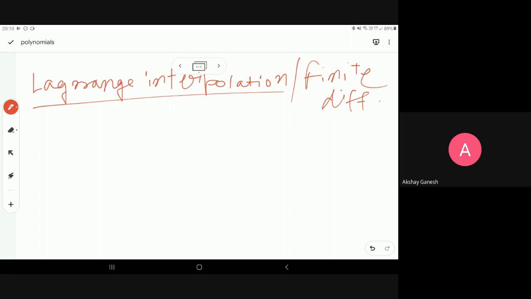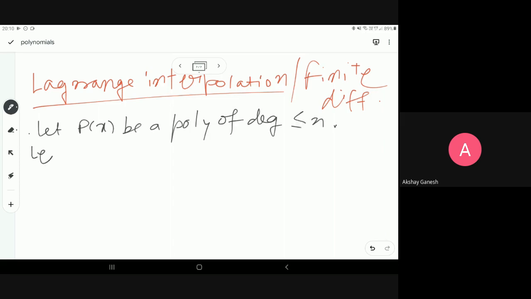Yeah. So Lagrange interpolation is a really important method for a lot of purposes. I'll just tell you the statement first. Suppose p of x is a polynomial of degree at most n. Let x1, x2, up to x(n+1) be distinct reals.